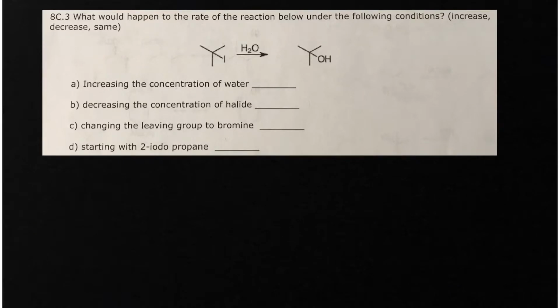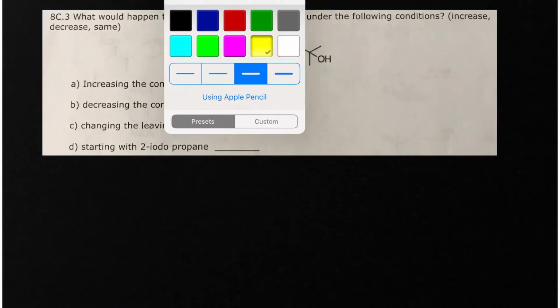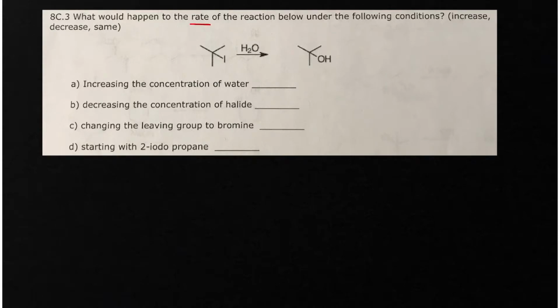This is a question about reaction rates and deciding what is a faster reaction. Okay, so before we dive into this, we need to look at the alpha carbon here and count carbons. This is a tertiary alkyl halide, which means the reaction is going to proceed by SN1.